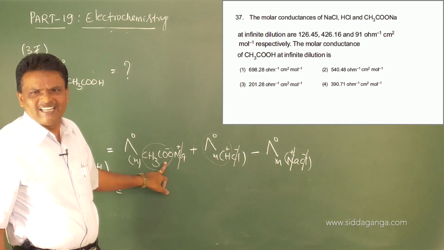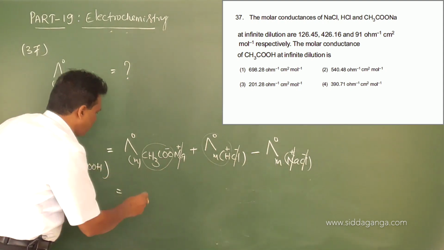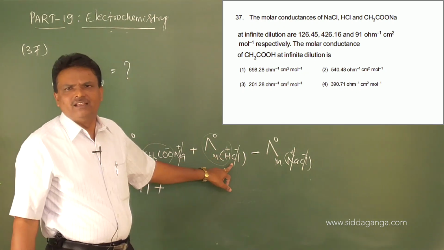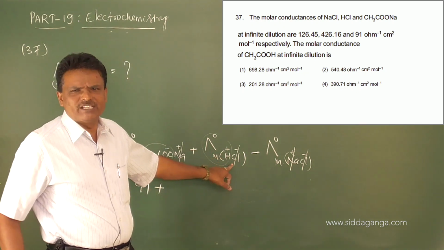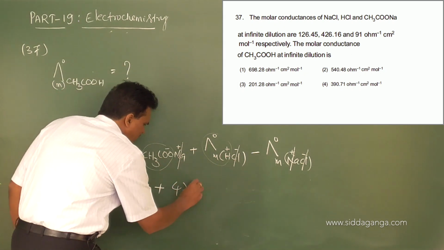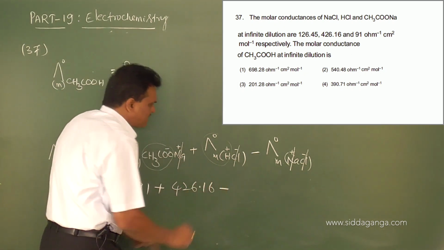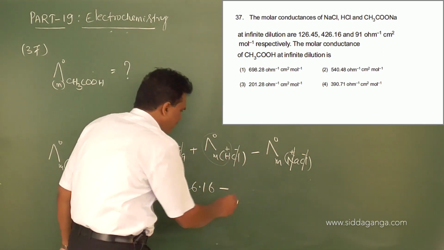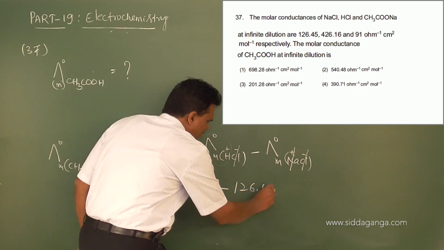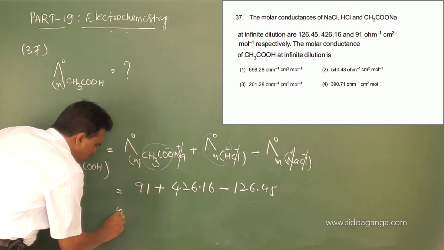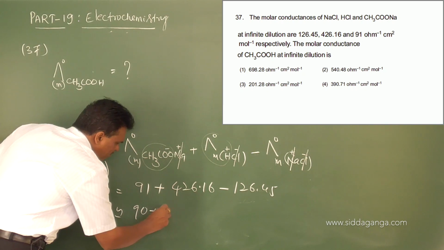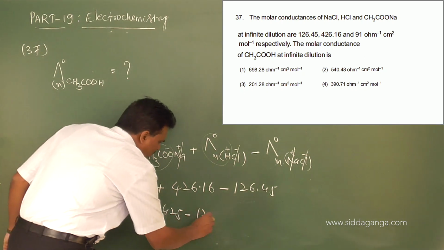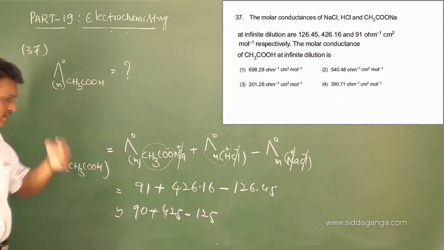Sodium acetate, NaCl, HCl. Sodium acetate is 91 plus the molar conductivity of HCl, the second value, 426.16, minus the molar conductivity of NaCl, which is 126.45. So here approximately 90 plus 425 minus 125.